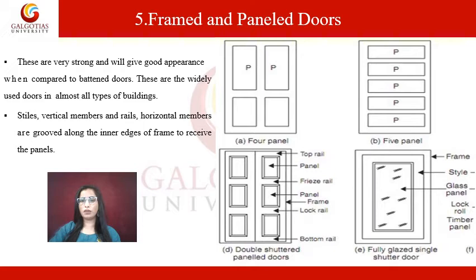Here you can see the 4 panels, so that's why it is called the 4 panel door. Here you can see the 1, 2, 3, 4 and 5 panels, so that's why it is known as the 5 panel door. These are known as the double shutter panel door because here we are providing 2 shutters. This is the single shutter and this is the second shutter, so that's why it is called the double shutter panel door, and this is the fully glazed shutter door.